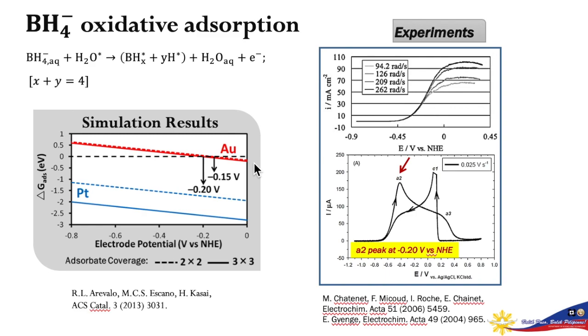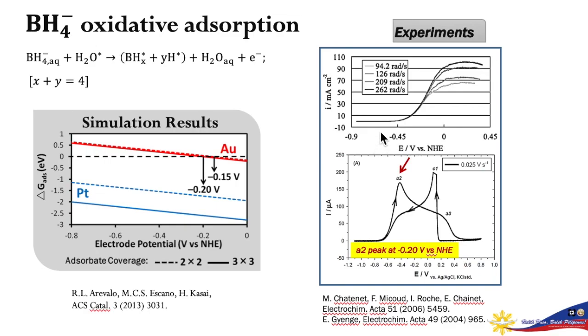For the case of pure platinum, here you see that the reaction is exothermic, or delta G is negative, for all relevant potentials. So we expect the dissociative adsorption of borohydride on platinum to proceed at all relevant potentials. Well, for the case of gold, the free energy change is negative, or exothermic, only at these values of electrode potential. Now, interestingly, these calculated values are in stark numerical agreement with those reported in the experiment.